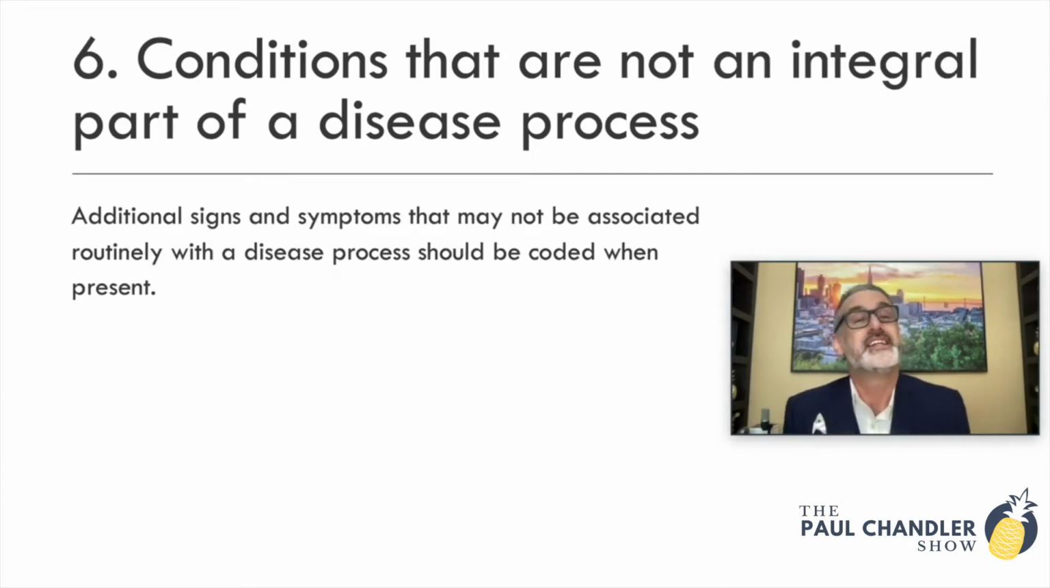And part number 6, conditions that are not an integral part of the disease process. Again, a short little guideline rule here: additional signs and symptoms that may not be associated routinely with the disease process should be coded when present. So if the patient has a definitive diagnosis, but other signs and symptoms that are not associated or linked with that definitive diagnosis, we would code the definitive diagnosis, but then any additional signs or symptoms that the patient may have that are not part of that definitive diagnosis. Because the patient could have a lot going on. So we code what's definitive. Any signs or symptoms that are not part of that definitive diagnosis, we would code those signs and symptoms separately.